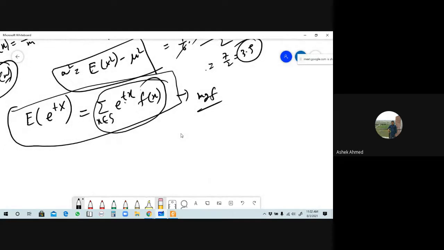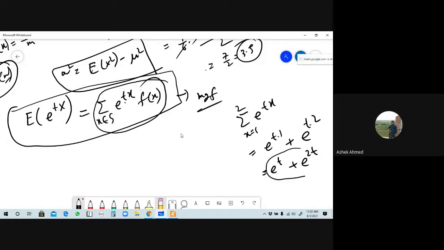If you write summation of e to the power tx, where x is 1 up to 2, after substituting the values of tx, that will be e to the power t into 1 plus e to the power t into 2. So this will be e to the power t plus e to the power 2t here. Understand? So from here, tell me the right terms are functions of which variable?